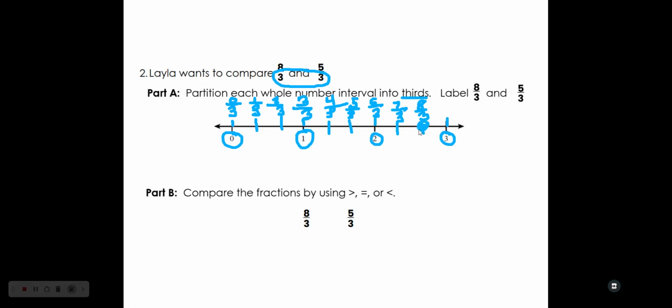So I'm going to go ahead and plot it right there. So this one's done, but I also need to plot 5/3. Let's see, where's 5/3? Right here. So I'm going to plot that one. Okay. So now we've done part A.